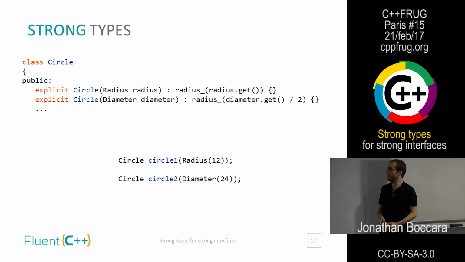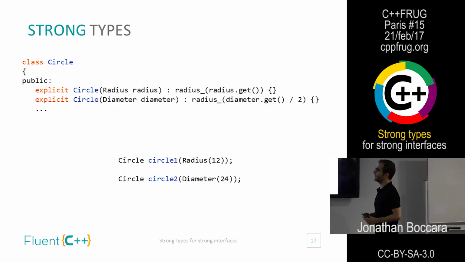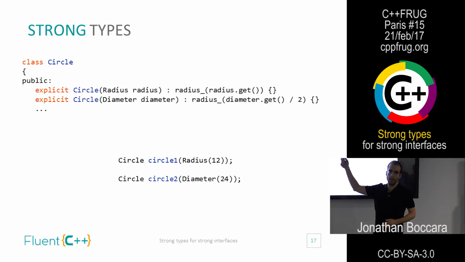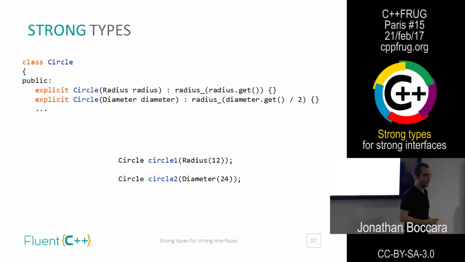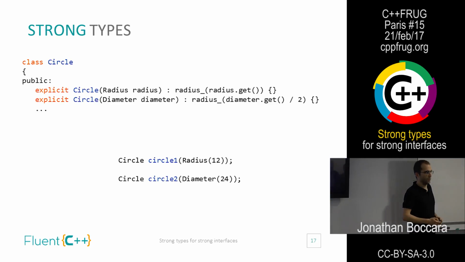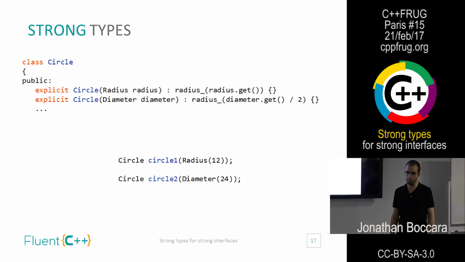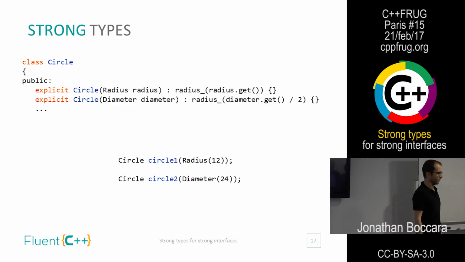Using these in code gives that. I have this new prototype. That's completely okay because these are two different types, radius and diameter. So when I'm constructing the circle, I can choose whichever, and that's all good. That's all clear. That's not ambiguous to the compiler. So that's the idea behind strong types.